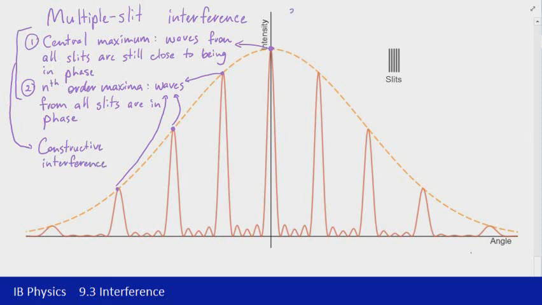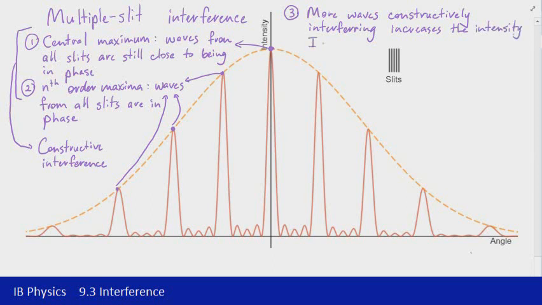The third point deals with the overall graph and one of the other changes that we saw, and that's the increase in intensity. And that basically comes down to the fact that more waves constructively interfering is going to increase the intensity of those bright regions. So by having more slits, we've effectively just got more light that can pass through, and that means that the intensity is going to increase. And the intensity is proportional to the square of the number of slits.